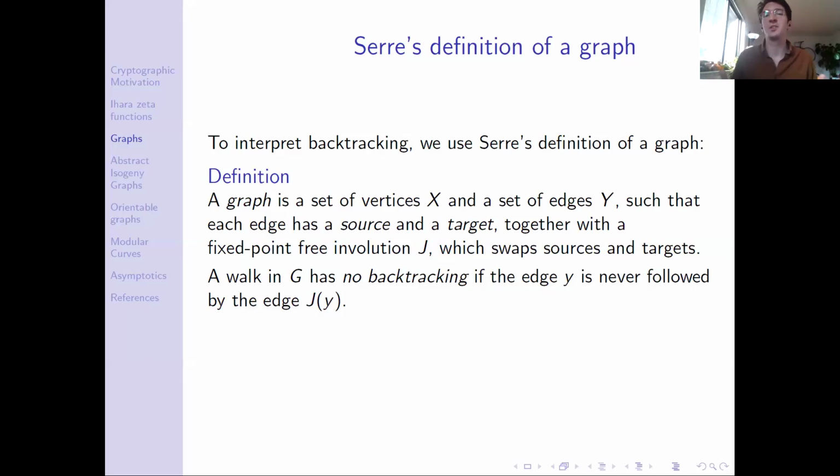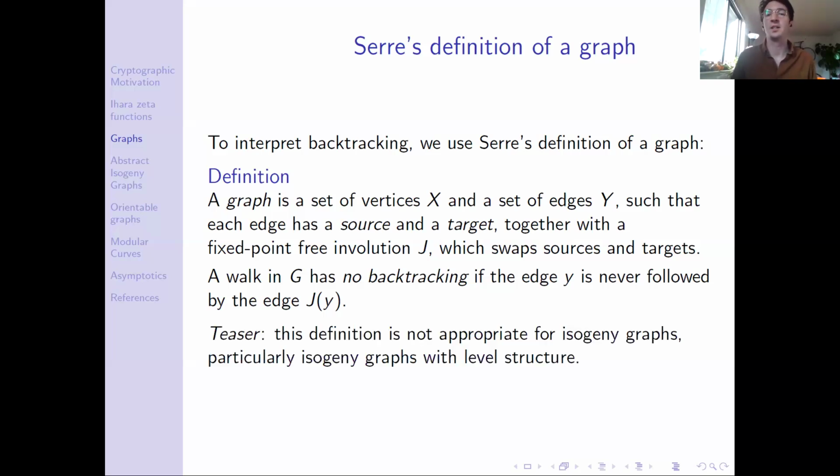So this is very nice as long as your graphs are sufficiently nice to be basically undirected graphs. But of course, some things go wrong in the case of isogeny graphs, right? You really can't make supersingular isogeny graphs into a graph with this definition because of issues that come up with the J function. And in particular, things go really wrong for isogeny graphs with level structure. So, we'll come back to that as we build a little bit more theory.